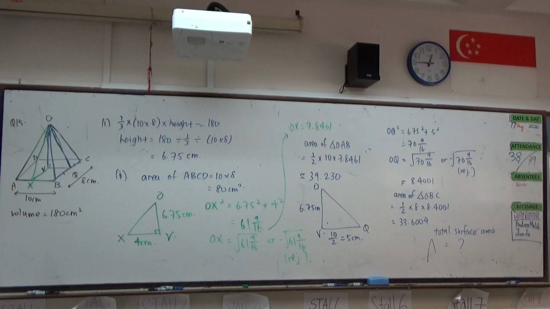Times 2 that one, times 2 that one, then plus that. Total surface area what? OBC, yeah? You times 2 the area of the OBC, times 2 the area of OAB, then you add them both together with the area of ABCD, the total surface area.